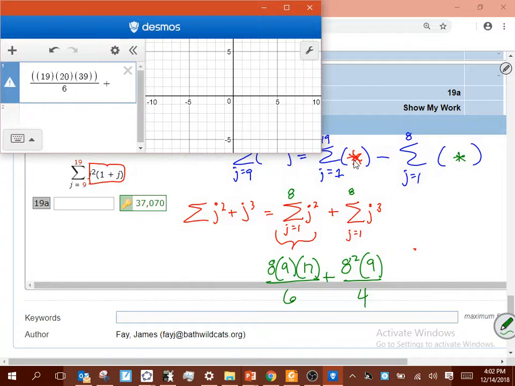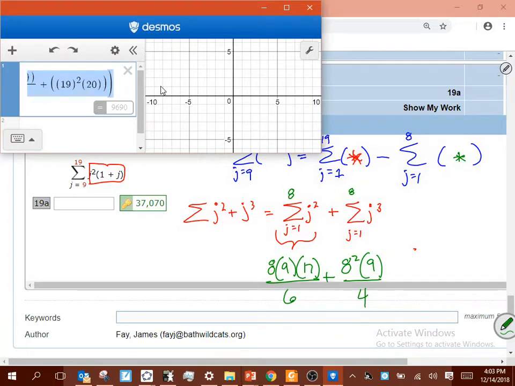Okay, so it was n squared, so it would have been 19 squared times n plus 1, so it'd be 20. All of that. Oh, this is a nice thing about Desmos. I put the parenthesis in the wrong spot, and it was showing me that. Unbelievable. There we go. Divide that by 4. Okay, so that there would have been j equaling 1 to 19.